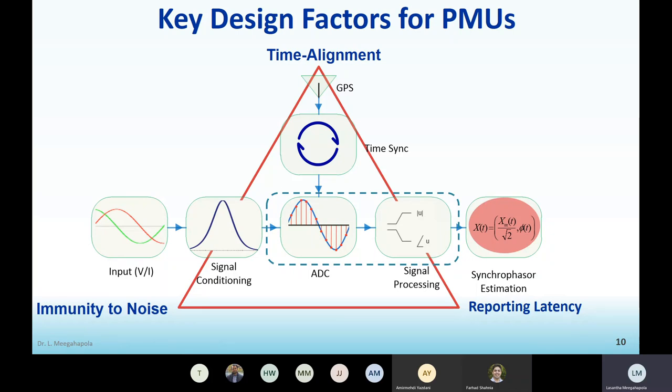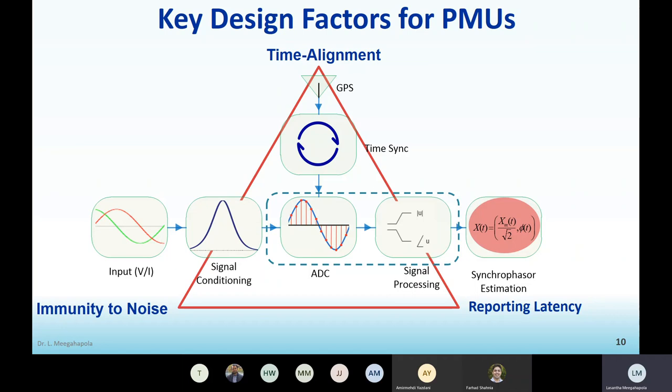The other fact is that PMUs are usually supplied by various different manufacturers. Most of the manufacturers run DFT, or discrete Fourier transform, based algorithms, and even the power system utilities don't know what is inside. But the real fact is that different algorithms could lead to different stability outcomes. That is why we conducted a study on different types of algorithms and analyzed what sort of effect they could have, at the end of the day, on voltage stability monitoring as well as frequency stability monitoring. Primarily, we wanted to achieve a trade-off between these three factors: time alignment, immunity to noise, and reporting latencies.